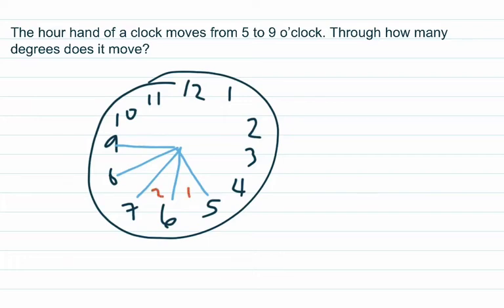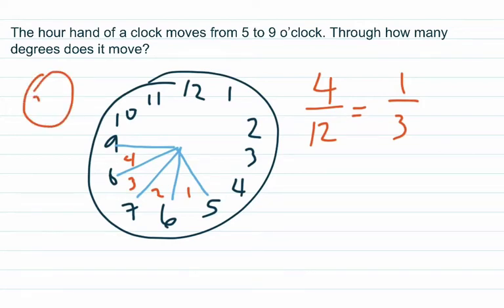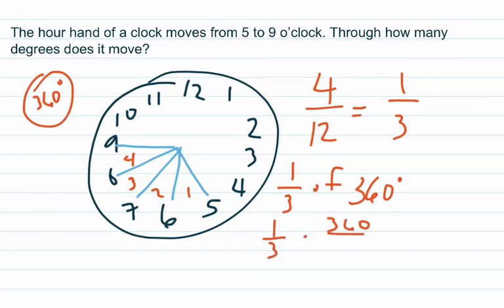So we've got 1, 2, 3, 4. 4 out of 12 sections, which simplifies to 1/3. So then we have to think about a full circle has 360 degrees. So the hour hand is only moving 1/3 of 360 degrees. So we have 1/3 times 360, and we end up with it moves 120 degrees.